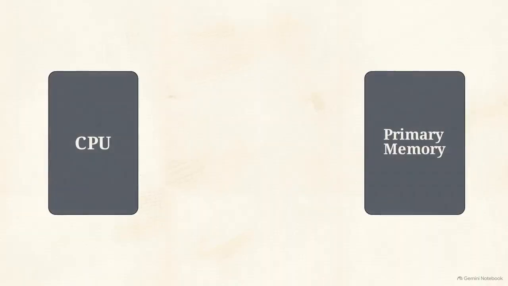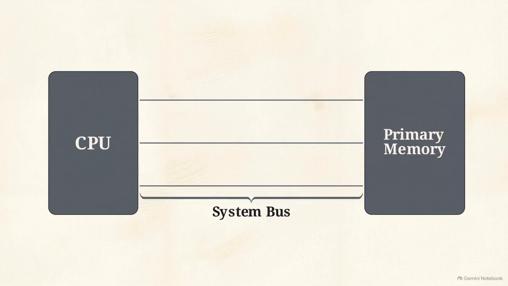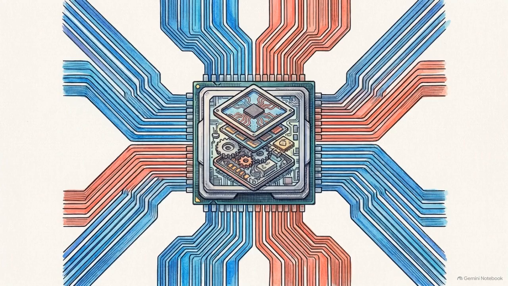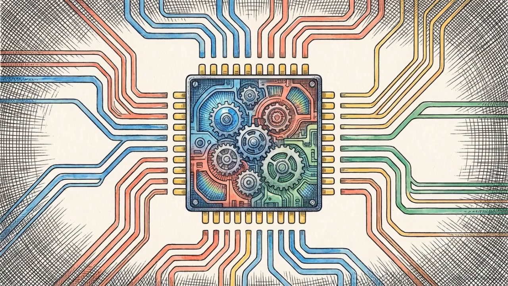Bridging memory and the CPU is the system bus. The unidirectional address bus lets the CPU broadcast the required memory location. The unidirectional control bus carries read or write commands. Finally, the bidirectional data bus carries the actual data payload back and forth. A memory controller receives these signals and manages the extraction or insertion of the data payload within the RAM. Without the synchronization of these 3 buses, the CPU would be isolated from its data and unable to function.